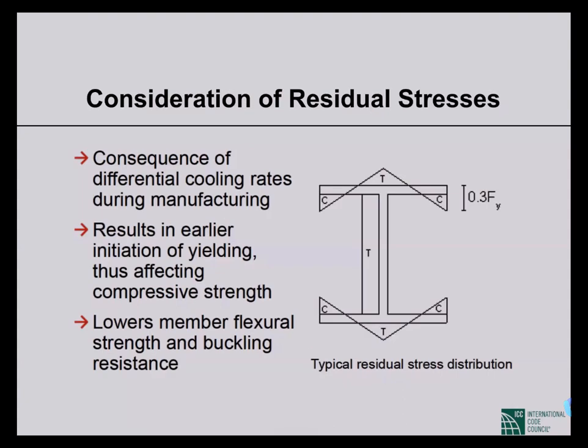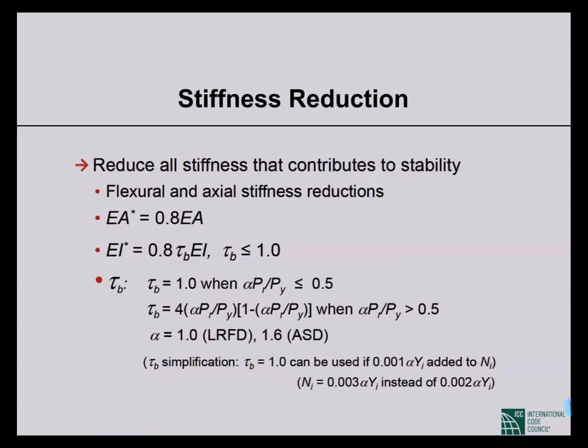Now, why do we reduce the stiffness? One reason is to consider the residual stresses. Usually the steel sections, depending on how they are produced, have some amount of residual stresses. To consider those residual stresses, we reduce the stiffness value, stiffness reduction. Now, how much do you have to reduce the stiffness?